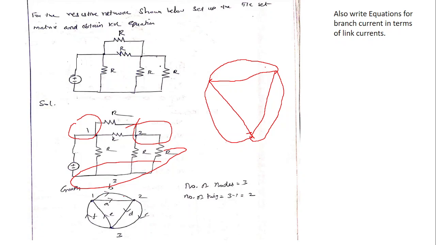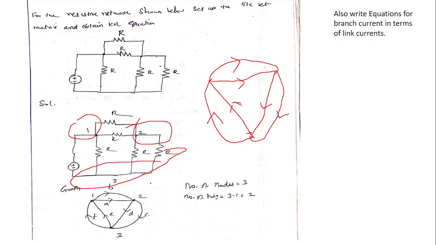Now, here I have mentioned the directions. Mentioning the direction is purely up to me. There is no specific reason behind the direction. You can have a different direction also, so no need to use the same direction that I have mentioned here. Based on the direction, I can write the tie set matrix and equations. Everything can be related to whatever I have drawn. I named all the branches A, B, C, D, E, F, and all the nodes as 1, 2, 3.